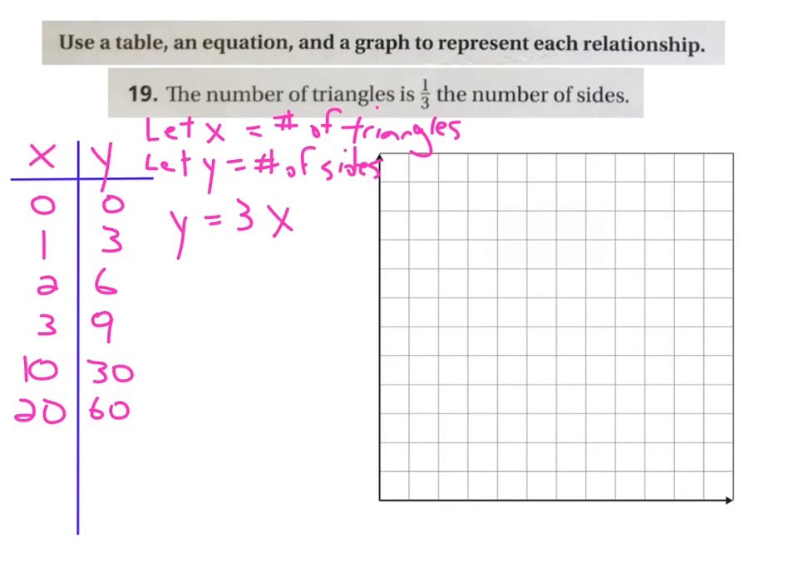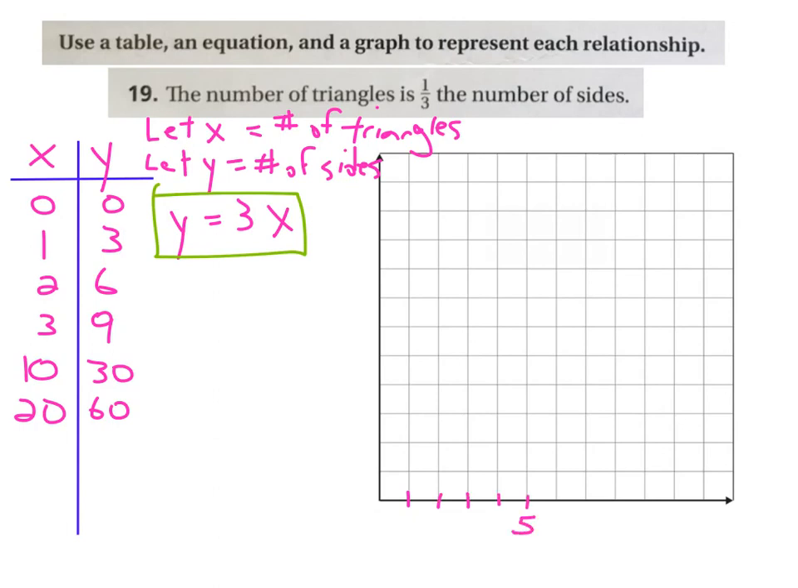Okay? You could also write it in terms of 1/3. We could say x, the number of triangles, is 1/3 of y, the number of sides. That's another way of writing it if we kept the variables the same. Up to you. It still has the same relationship. I'm going to get rid of this one, and I'm just going to use y equals 3x. I'm going to box it because that's what we want to know.